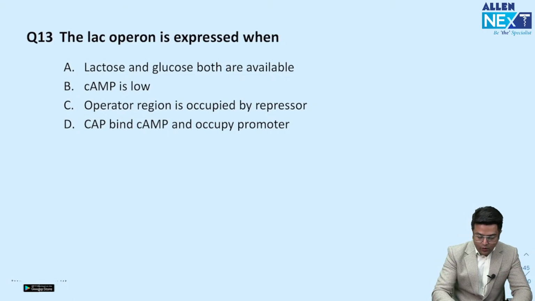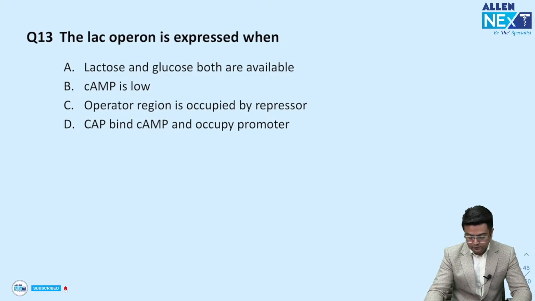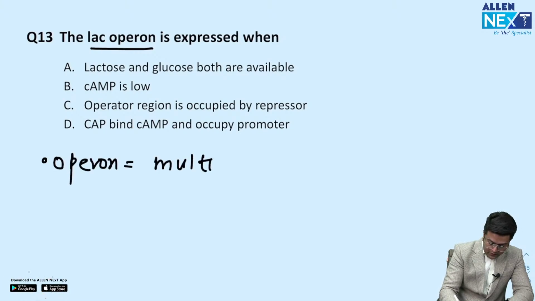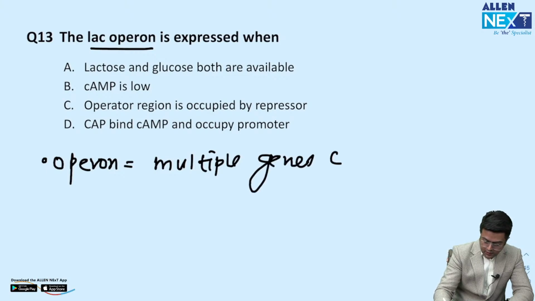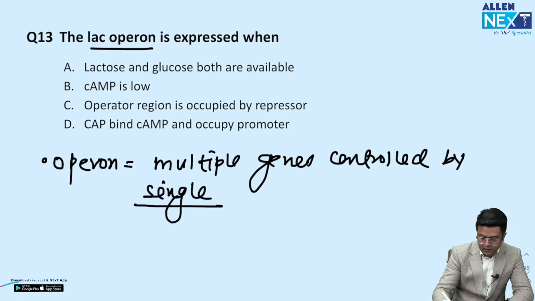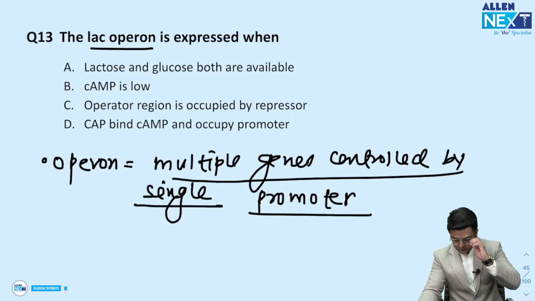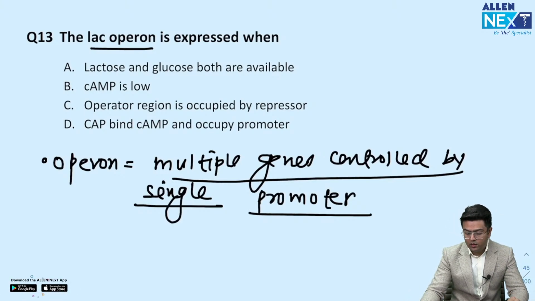Question number 13. Lac operon is expressed when? What is the answer? So, guys, operon concepts are only found in eukaryotes, right? What does operon mean? Operon means simply multiple genes which are controlled by a single promoter, right? A single promoter. That's called an operon.